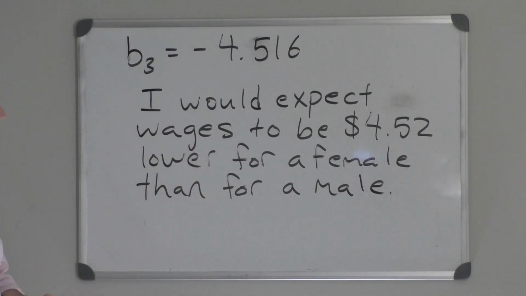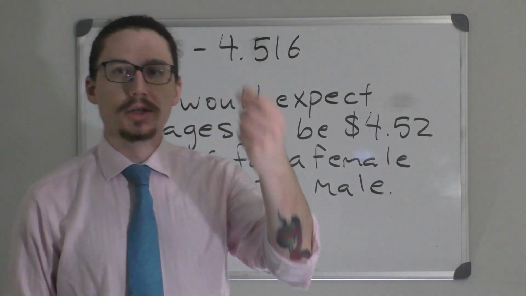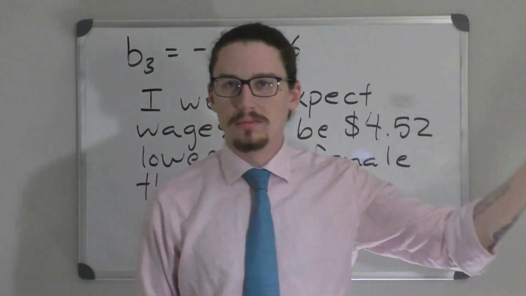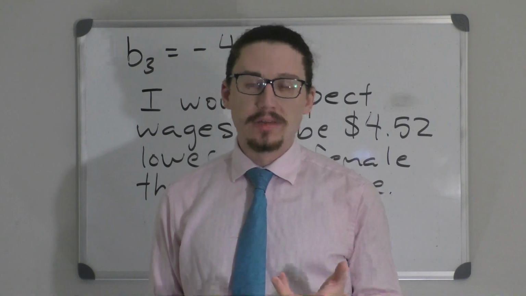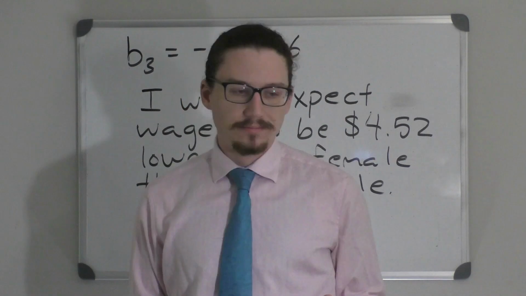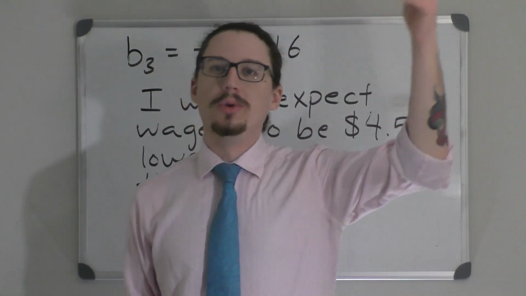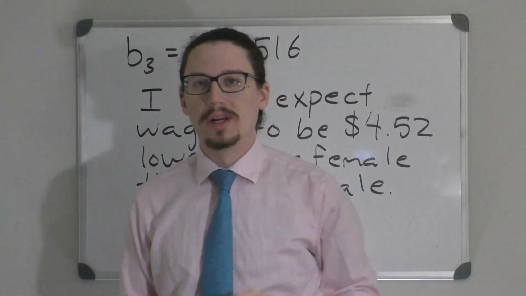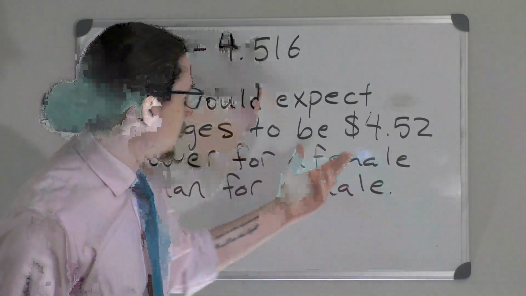So that's how we would interpret a dummy variable. Again, we're not saying an additional unit of the independent variable would lead to a B3 unit change in the dependent variable, because that doesn't really make sense. You can't get an additional unit of gender, right? You can't become 1 unit more female or 1 unit less female. So we have to interpret it referencing those groups that we left out.